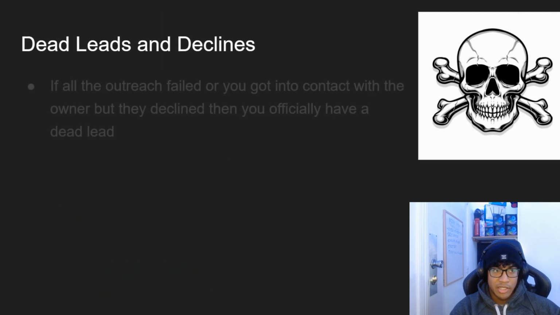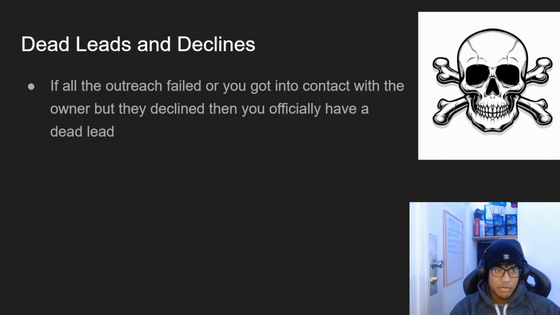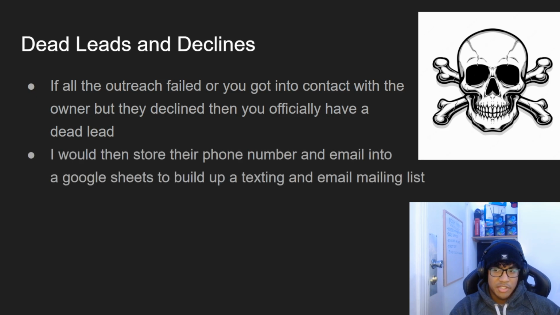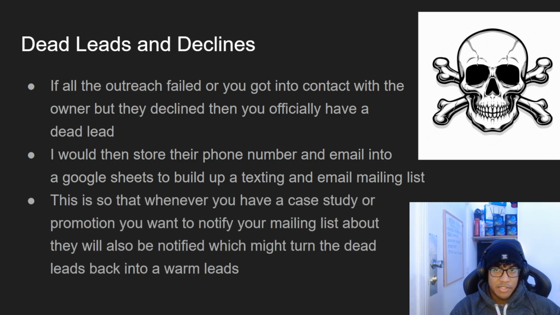Okay, and then dead leads and declines. If all the outreach failed or you got into contact with the owner and they declined, then you officially have a dead lead. I would then store their phone number and email in a Google Sheet to build up a texting and emailing list. This is so that whenever you notify your mailing list about anything, they will also be notified, which might potentially turn the dead lead back into a warm lead.